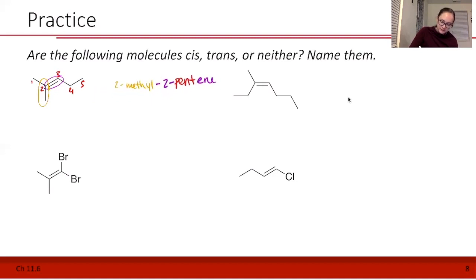Okay, so we have this name that's almost done. We have 2-methyl, 2-pentene. Now we need to look and see what our cis-trans isomer is. So let's draw a dotted line perpendicular to our double bond. We're going to look at each side. So this first side, you'll notice has 2 methyl groups. There's the exact same thing on both sides. So this particular example does not have a cis-trans naming convention. It is neither.